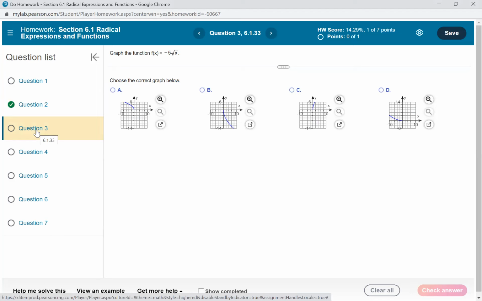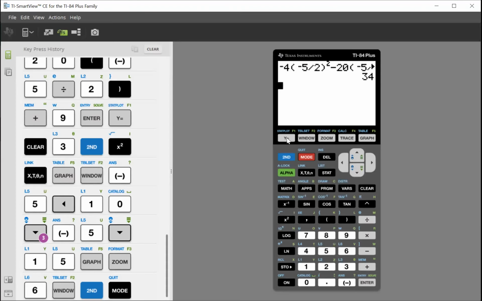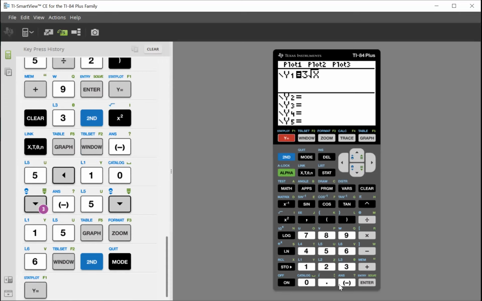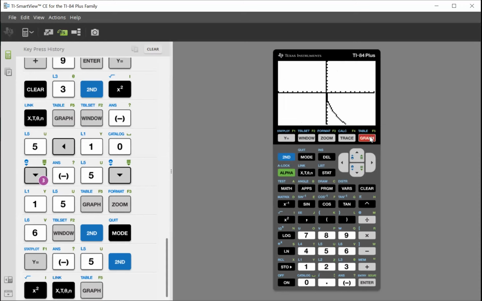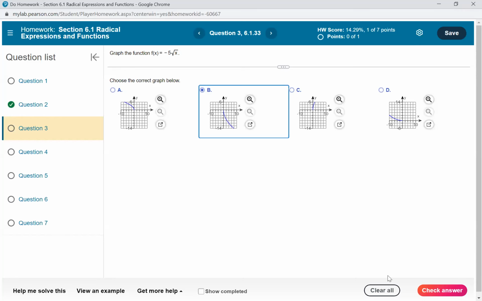So what would I go with? All right, B. Yeah, because watch this. When we go to our calculator, we had a -5 square root of X. And when you graph this in, there's only one flipped over like that. And I think someone said B. So we would click B and move on.